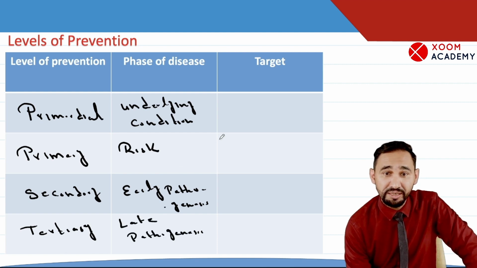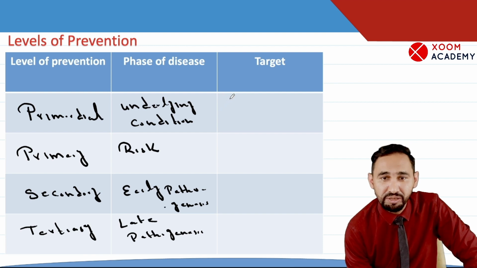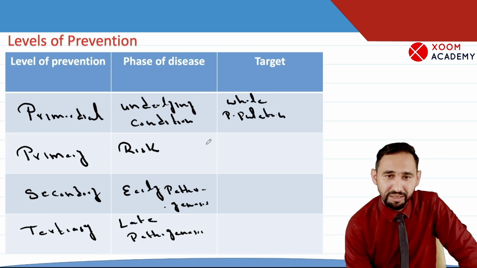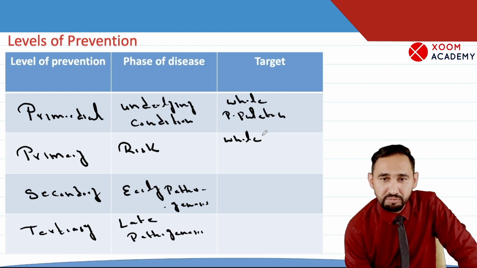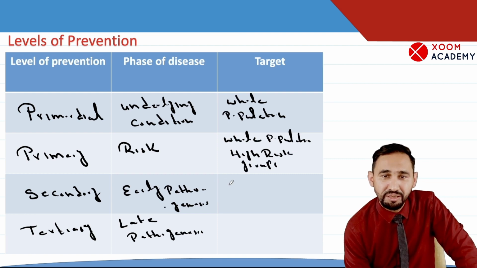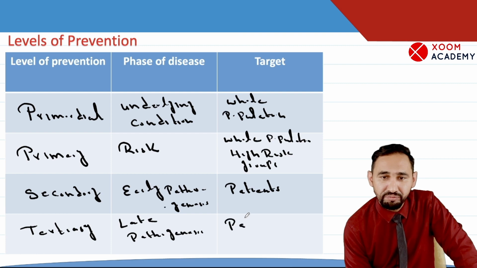And what is our target? Primordial prevention, our target is population or whole population. We can do it on whole population. In primary prevention, our target is whole population or high risk groups. We target these groups. And in secondary prevention, our target is patients. We do secondary prevention on patients. And we do tertiary prevention on patients.